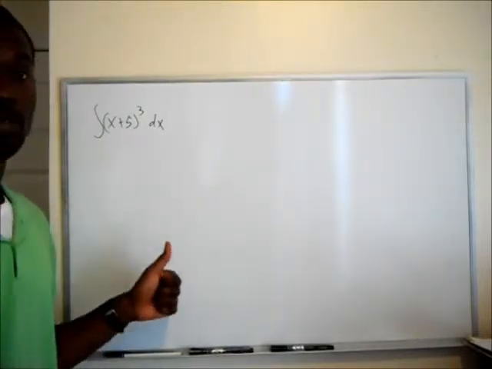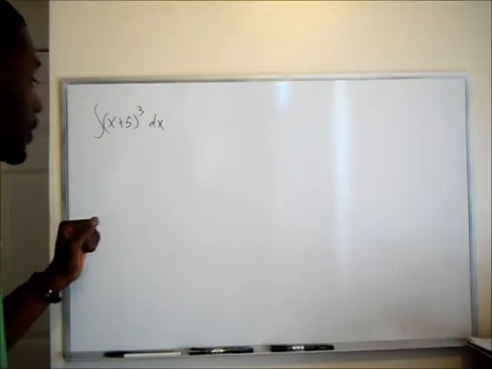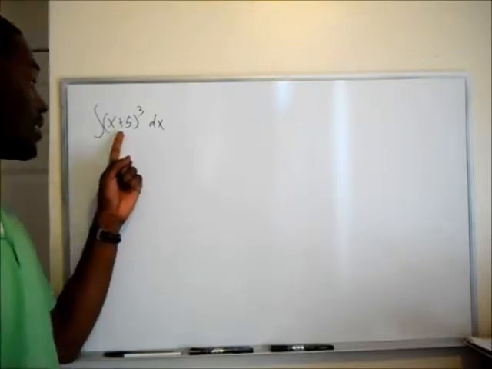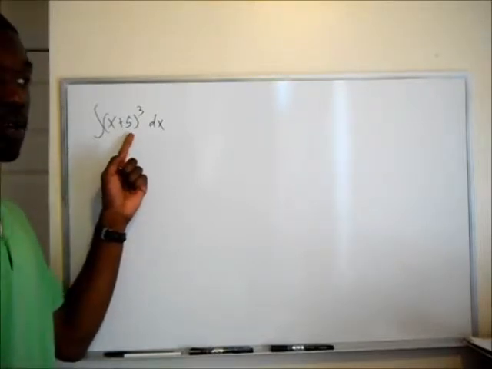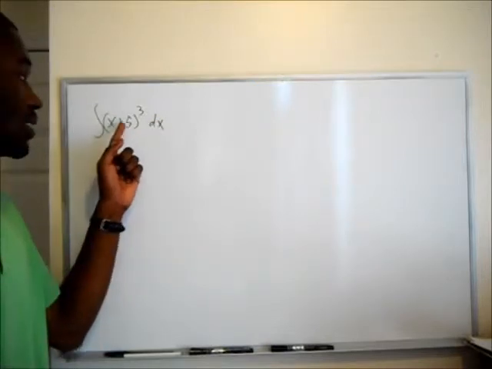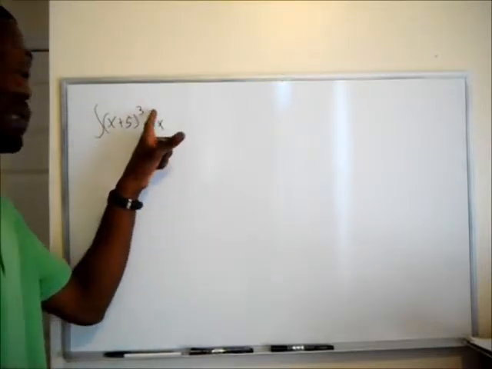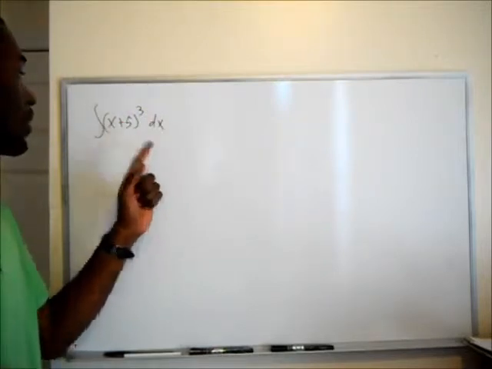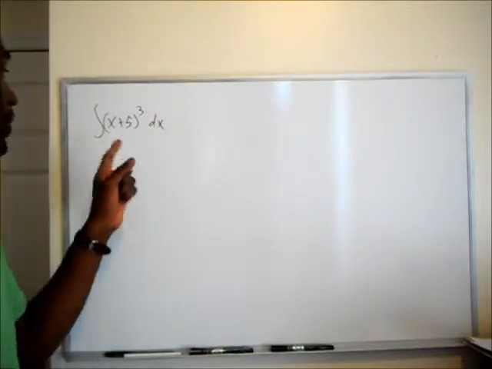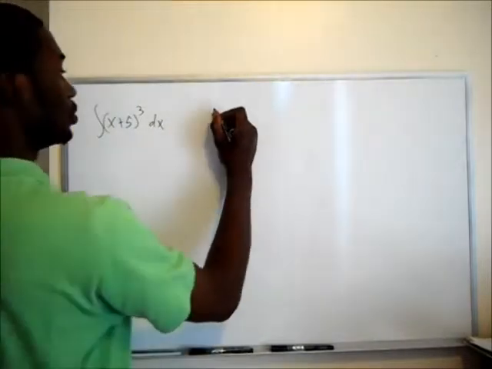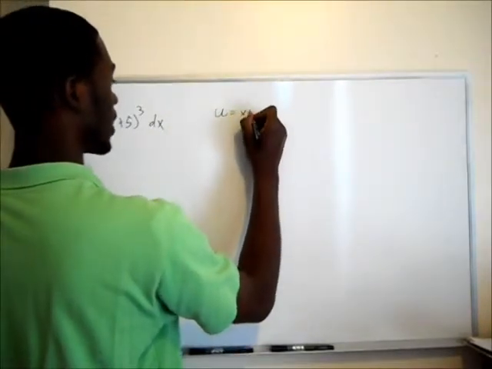This is where you can use the substitution rule, the u substitution, because we have an inside function, x plus 5, being raised to a power. So this is an example of an outside and inside function. The outside is cubed. The inside function is the x plus 5. So I'm going to say my u is going to be x plus 5. So u equals x plus 5.